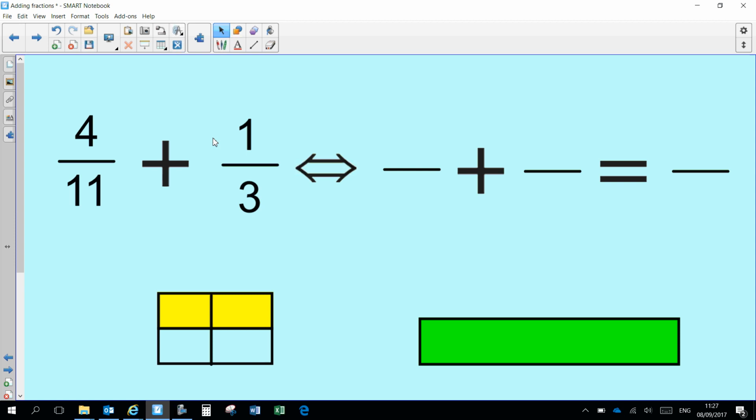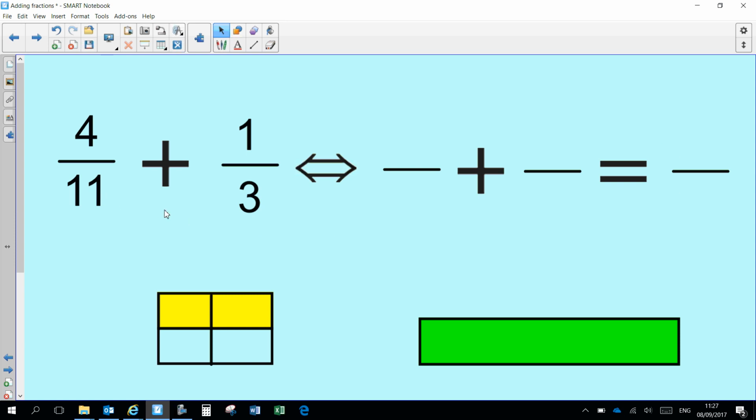Now, we want this to be an equivalent fraction over here, added to an equivalent fraction here. And what we want to do is have the equivalent fractions here with the same denominator. If we can have the same denominator, it'll make it very straightforward to add the two numerators together and give us the answer.